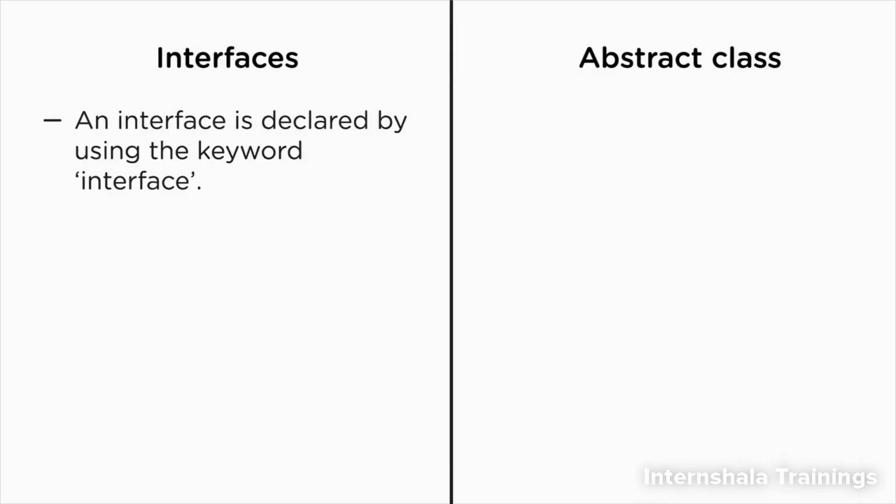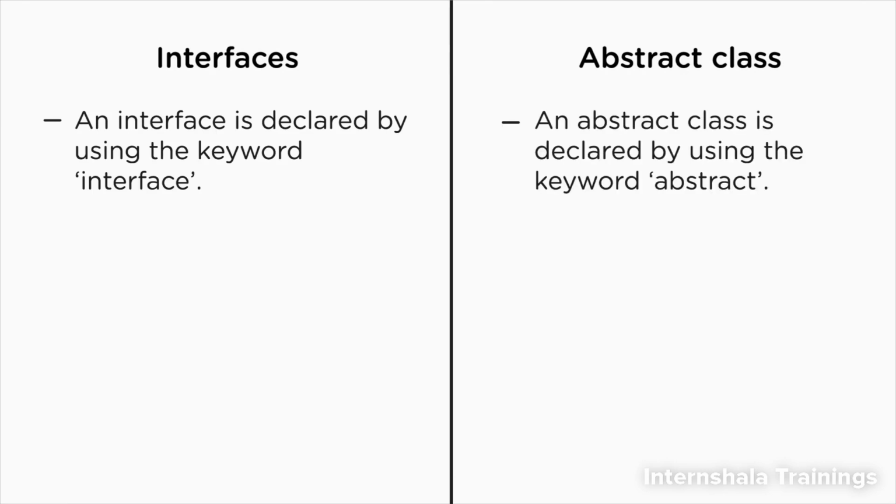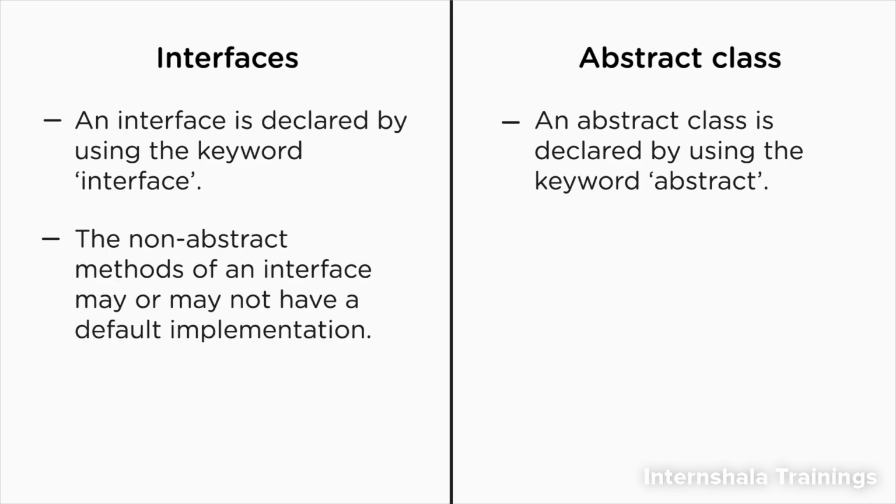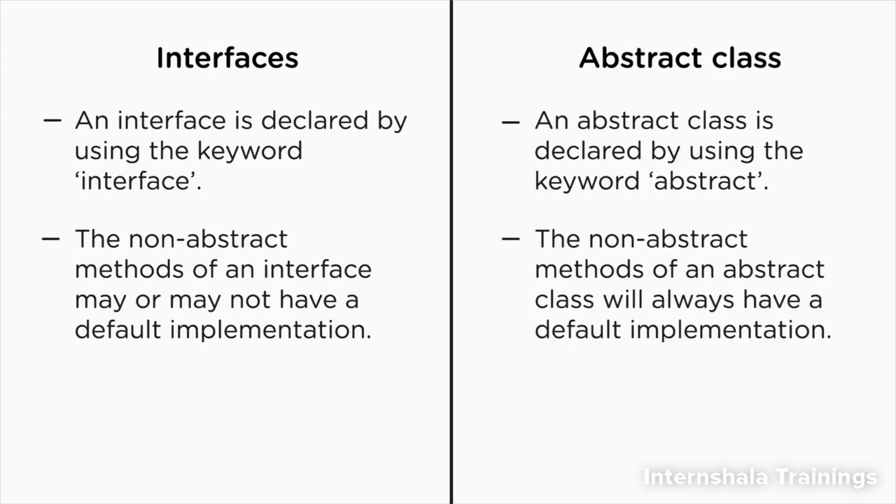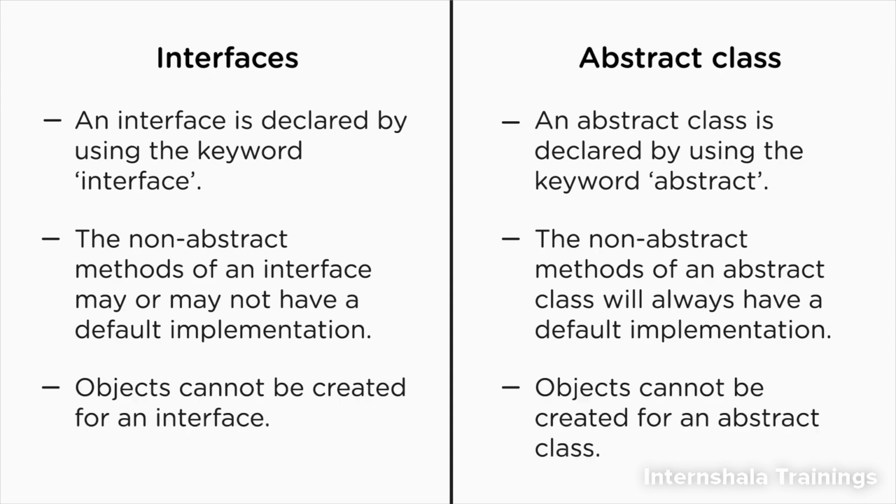An interface is declared using the keyword interface, while an abstract class is declared by using the keyword abstract. The non-abstract methods of an interface may or may not have a default implementation, while the non-abstract methods of an abstract class will always have a default implementation. One similarity between the two is that objects cannot be created for either of them. That is, they cannot be instantiated.